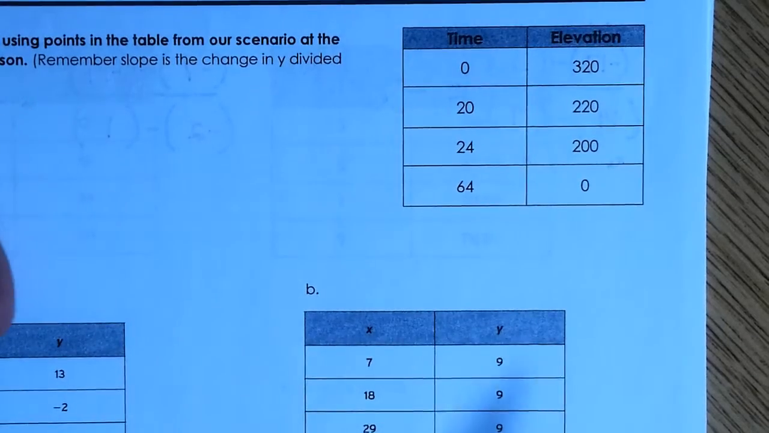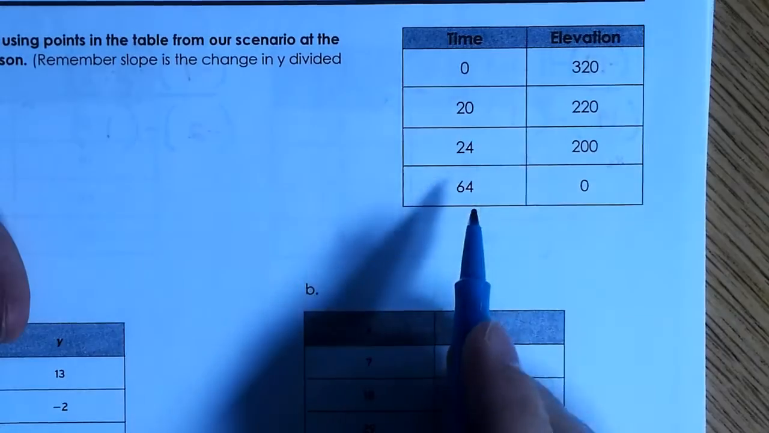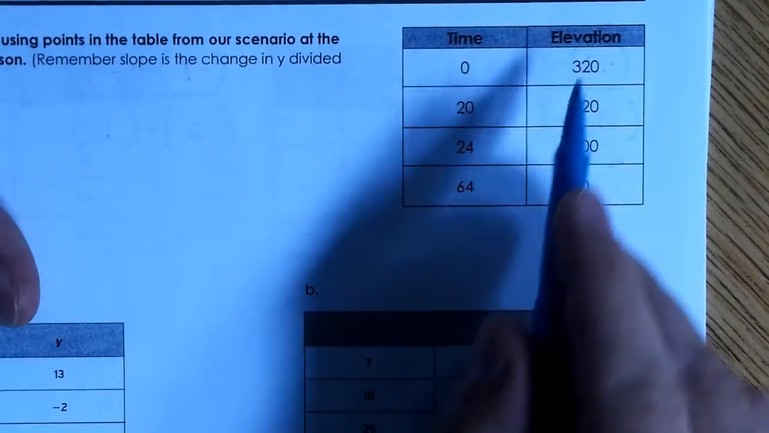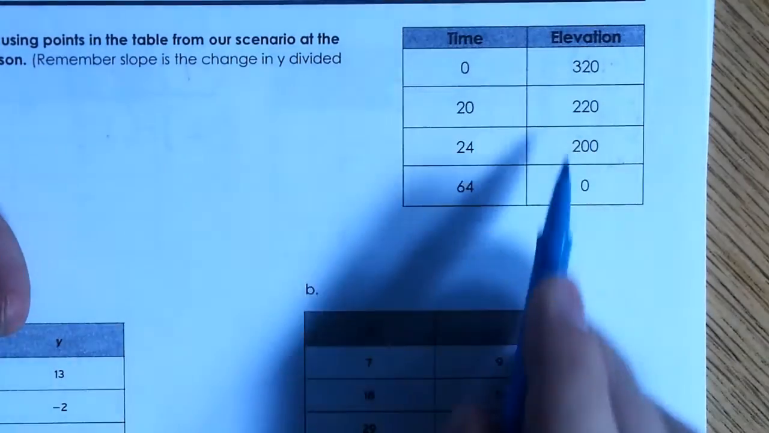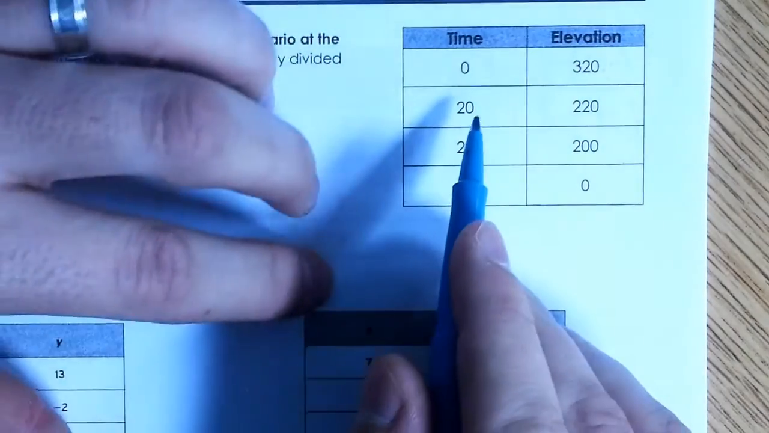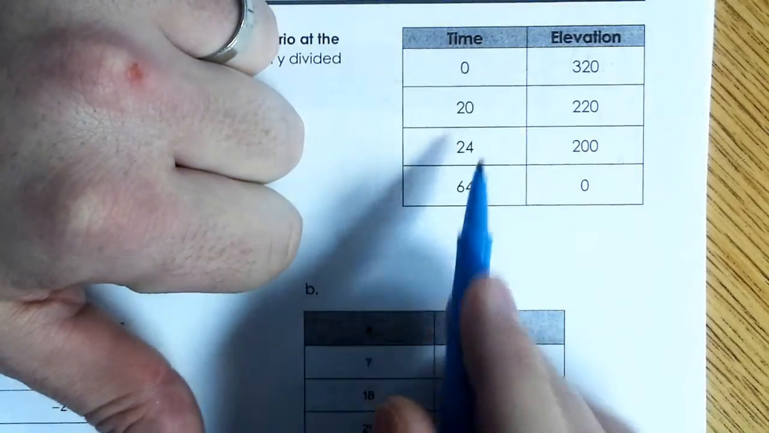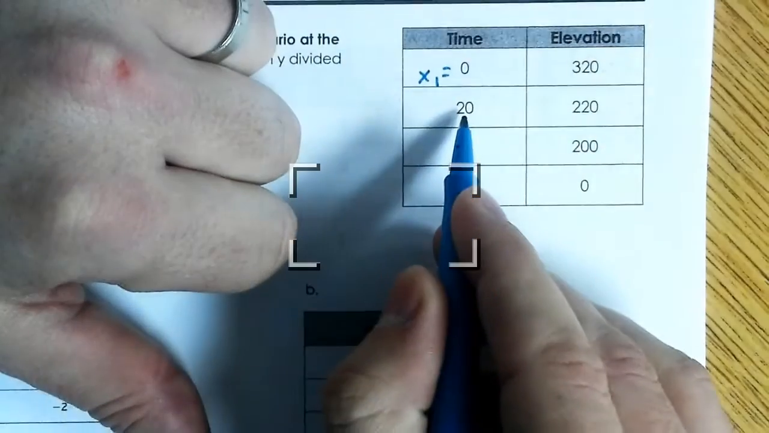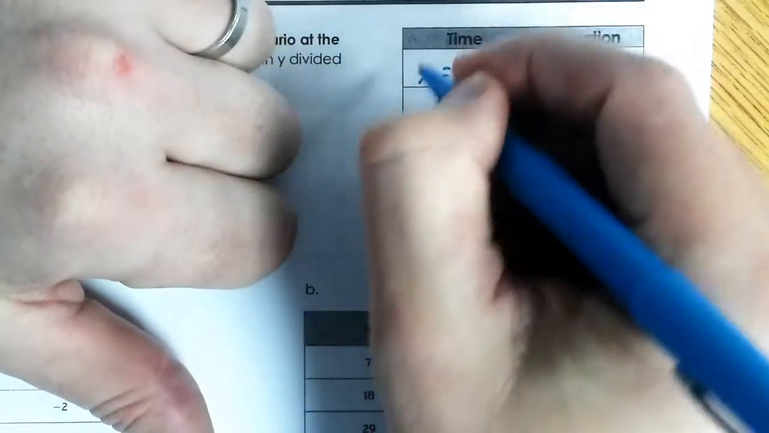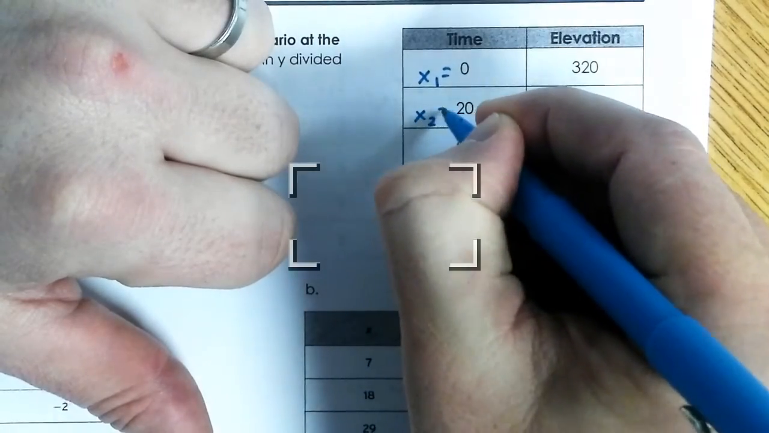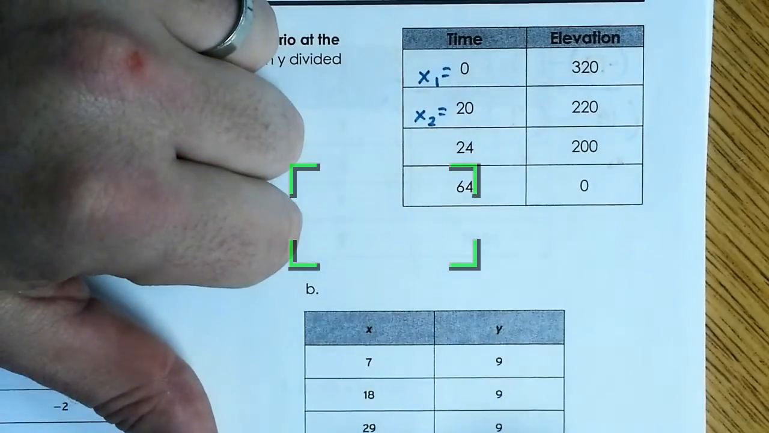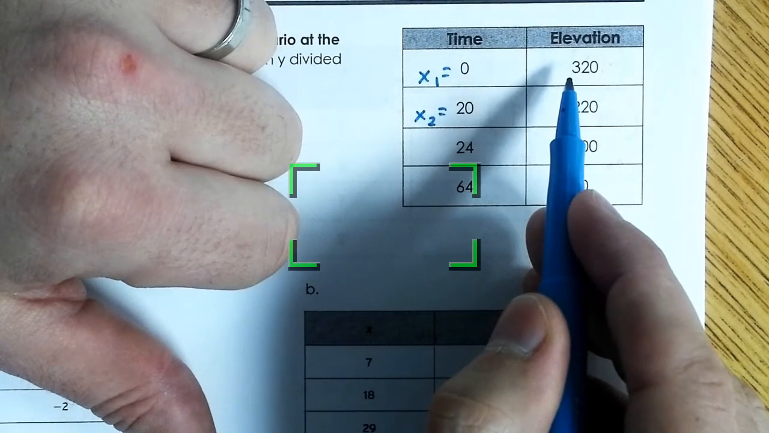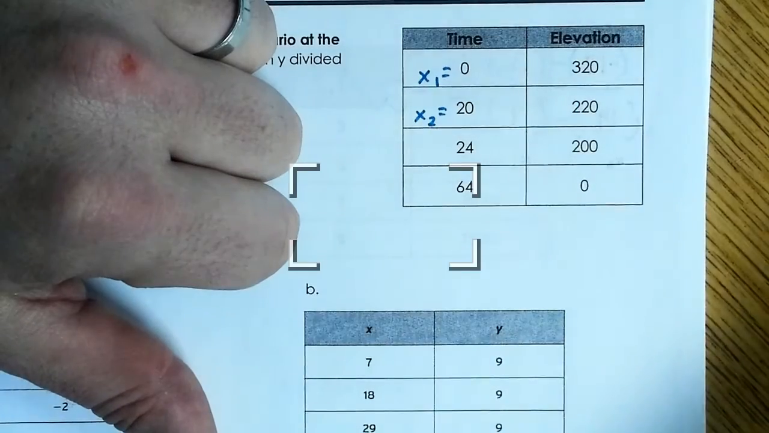Let's go ahead and just use the first one it tells us. So again, these are all of our x's. These are all of our y's, right? Input, output. So this is going to be our x's. So let's use 0 as our x1. And let's use 20 as our x2. What do y'all think? Y'all cool with that? So if that's our x1, what does that have to be? 320.